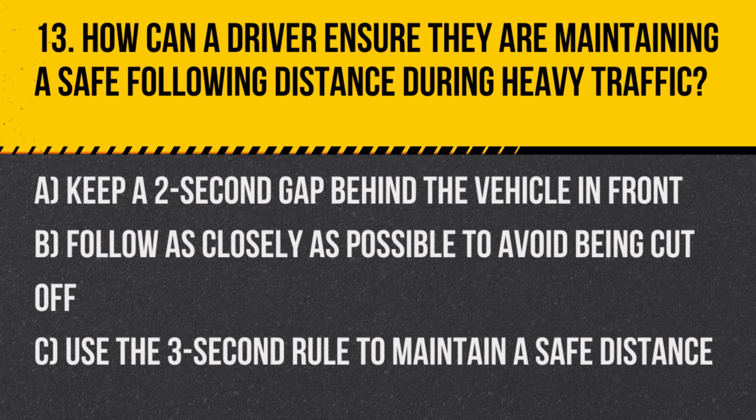Question 13. How can a driver ensure they are maintaining a safe following distance during heavy traffic? A. Keep a 2-second gap behind the vehicle in front. B. Follow as closely as possible to avoid being cut off. C. Use the 3-second rule to maintain a safe distance. Answer: C. Use the 3-second rule to maintain a safe distance. This allows enough time to react to the vehicle in front.